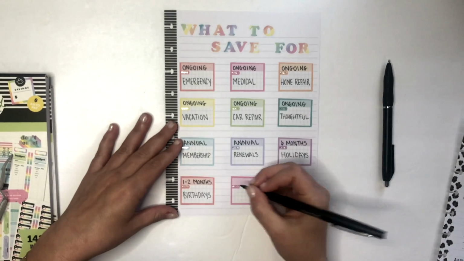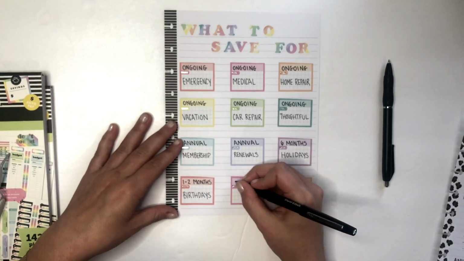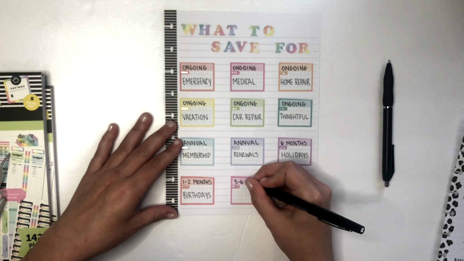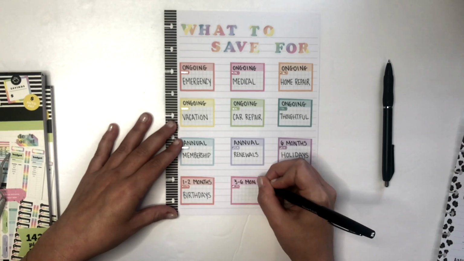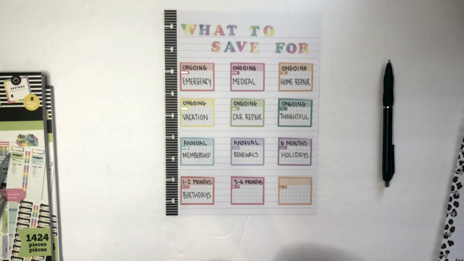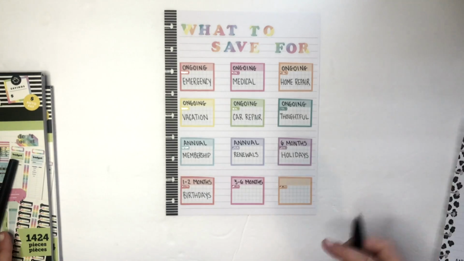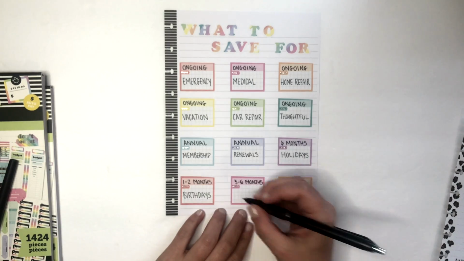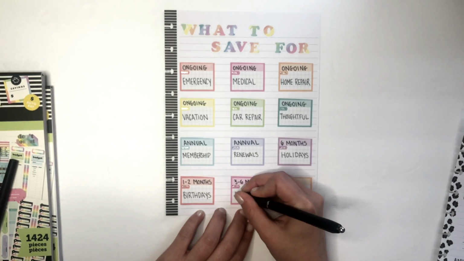Okay, parties. Parties, I'm going to say 3 to 6 months. And this can be a birthday party, an anniversary party. And I say 3 to 6 months because it also depends on how much you're looking to spend or how much room, again, you have in your budget. Maybe it's a holiday party.